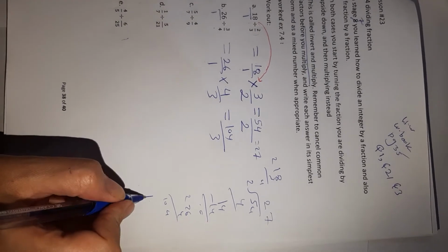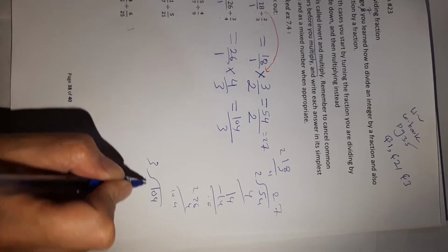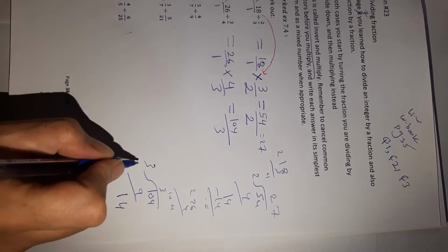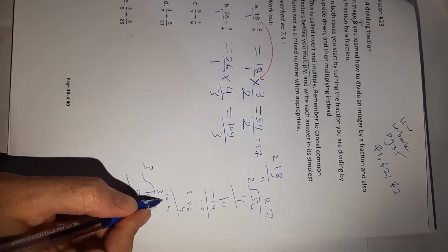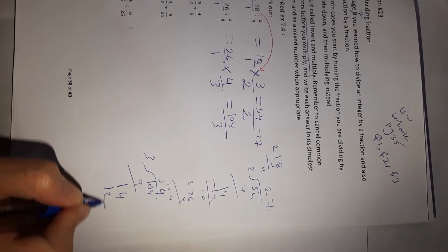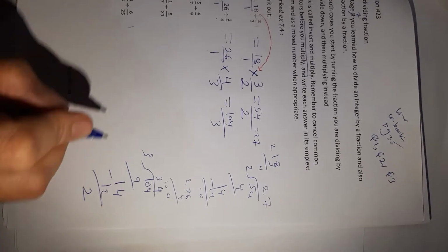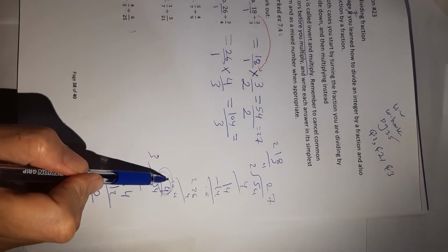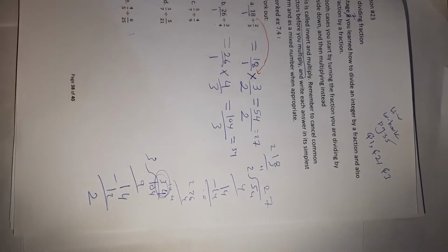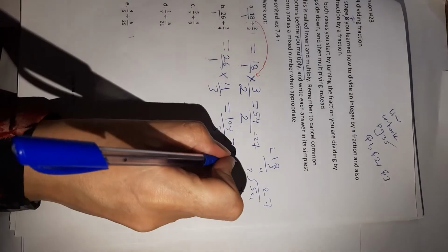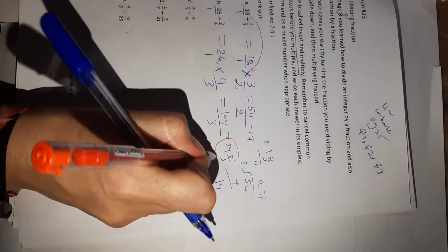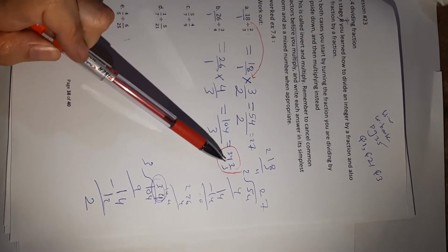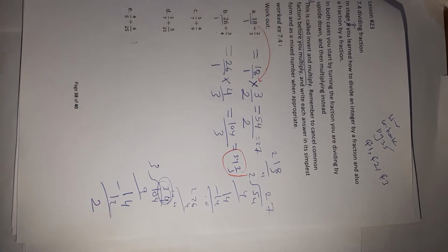Now use long division. 104 divided by 3: 10 divided by 3 is 3, 3 times 3 is 9. 10 minus 9 is 1, then 14 divided by 3 is 4. 4 times 3 is 12. 14 minus 12 is 2. Now this as a mixed number equals 34, the whole number part, and 2 over 3. This is the final answer. This is the whole number part and this is the fractional part. Now 2/3, it's in simplest form.